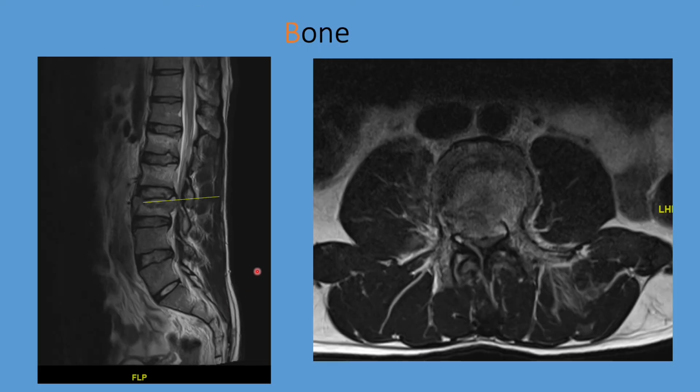Bone. B is for bone. Well, here you can clearly see the vertebrae are fractured. So there is a fracture there, which corresponds here, which actually shows you a burst fracture of the lumbar 3 vertebra with a retropulsed fragment causing severe canal compromise.